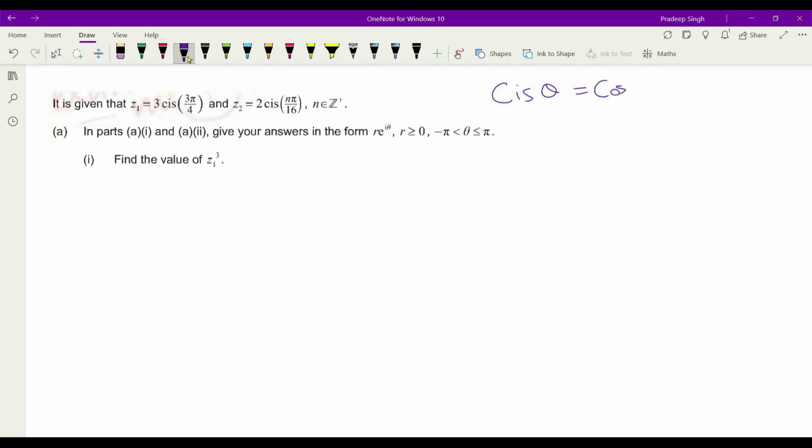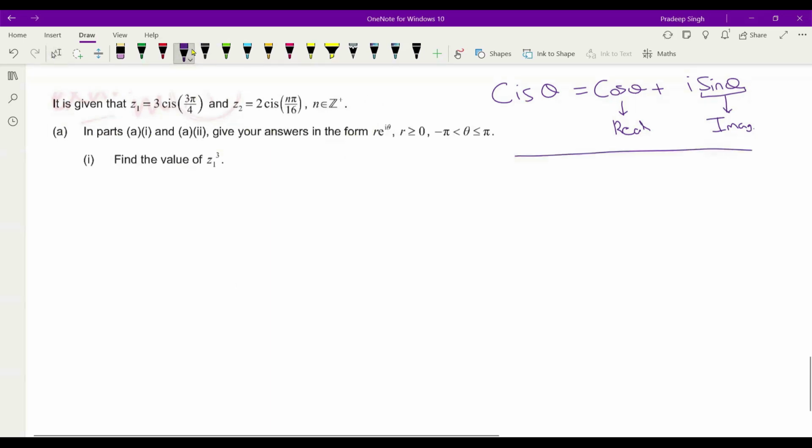Cis theta is nothing but cos theta plus i sine theta. Cos theta will be the real part of the complex number, and the sine theta is the imaginary part of the complex number. So as you saw, these are just the cis representations, or basically the polar forms. The question is, find the value of z1 cube, and one instruction is already given that we need to transform our answers in this form, and as we know, this is called the Euler's form. So we want to go from polar form to Euler's form.